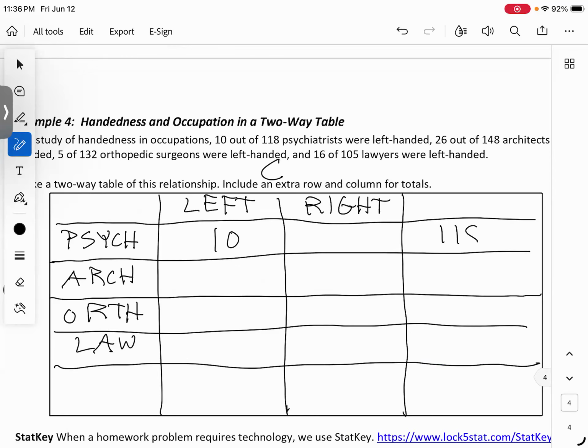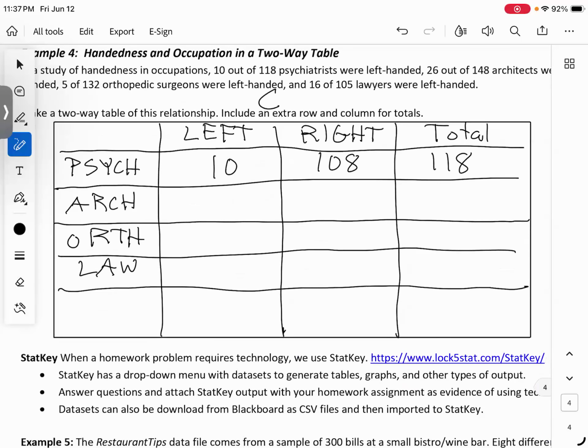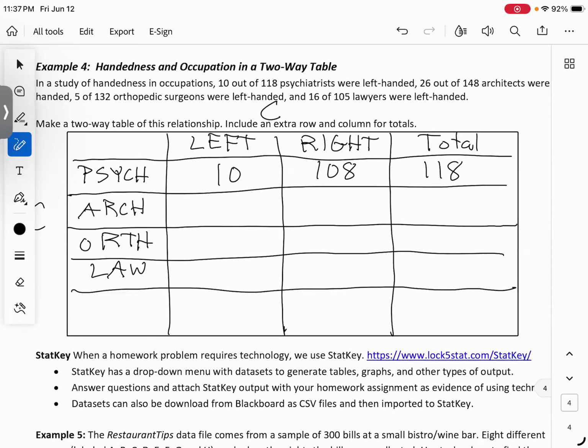So 10 out of 118 total that were left-handed. And so all you need to do now is fill in your right-handed people, which is just do the subtraction or even mental math. That would leave us with 108. And then you move on to the next occupation, which is the architects.